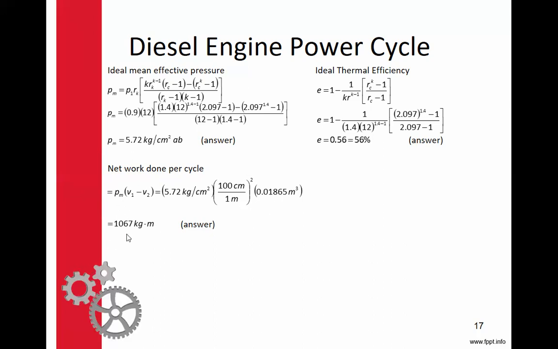So this is now the work. The unit is kilogram meter, which is 1067. You know this when converting foot pounds to newton meter, so it can be converted.